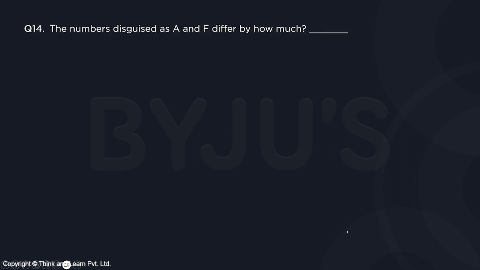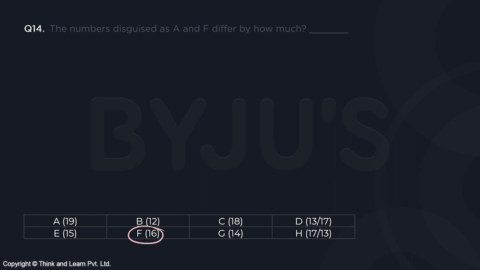The numbers disguised as A and F differ by how much? F is 16, A is 19. They differ by 19 minus 16. That is 3.